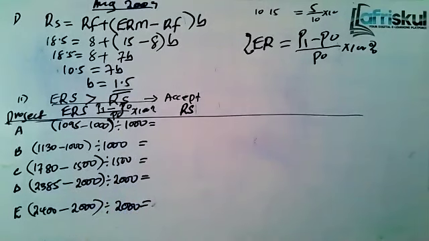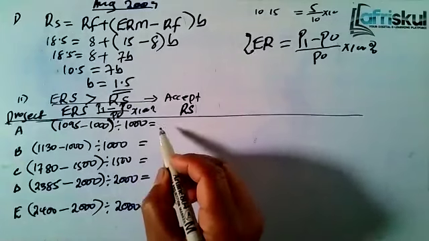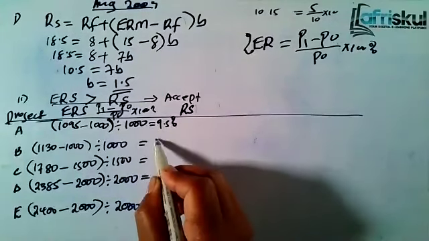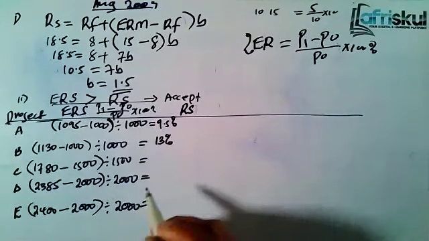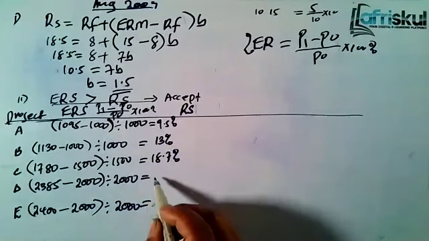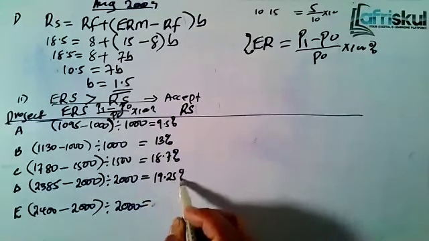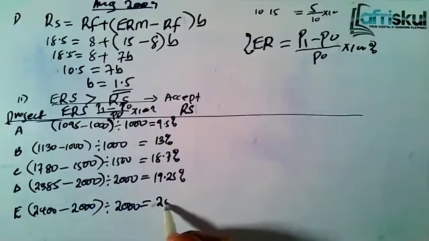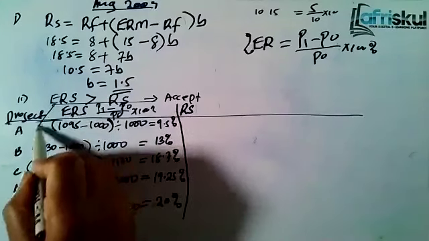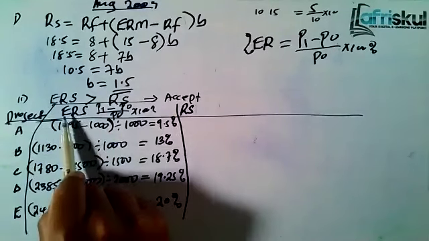Now for the first one, what do you get? If you multiply by 100, you get them in percentage. This one will be 9.5%. This will be 13%, 18.7%, 19.25%, and this will be 20%. That's the expected return on the security.